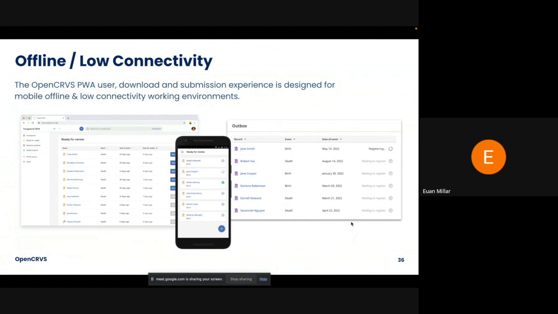The OpenCRVS progressive web application, user, registration download, and registration submission experience is designed for mobile-first, offline, and low connectivity working environments. So we have outboxes where applications are sent into a holding pattern until connectivity is available, and then they will sync. You can work entirely offline, and when you have connectivity, sync, download new registrations for validation, or submit ones. So that's been a priority for us, this mobile-first, offline, low connectivity-first user experience.